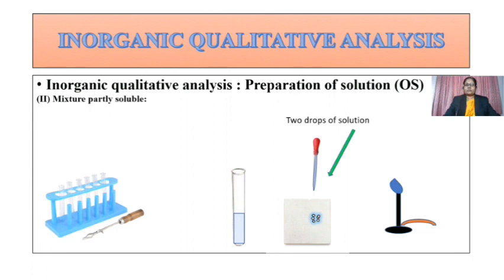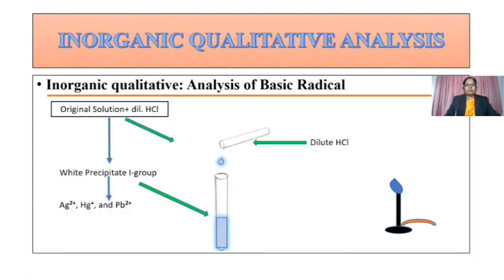Now let us begin with the second part, that is the analysis of basic radical. So this is the first group and the reagent required for the analysis of the first group is dilute HCl, and the radicals of this group are Ag, Hg and Pb. Now take the original solution in a test tube and then add to it 2 ml dilute HCl. If a white precipitate is obtained in the test tube, it means the first group is present. Now analyze this group for the first group radicals.